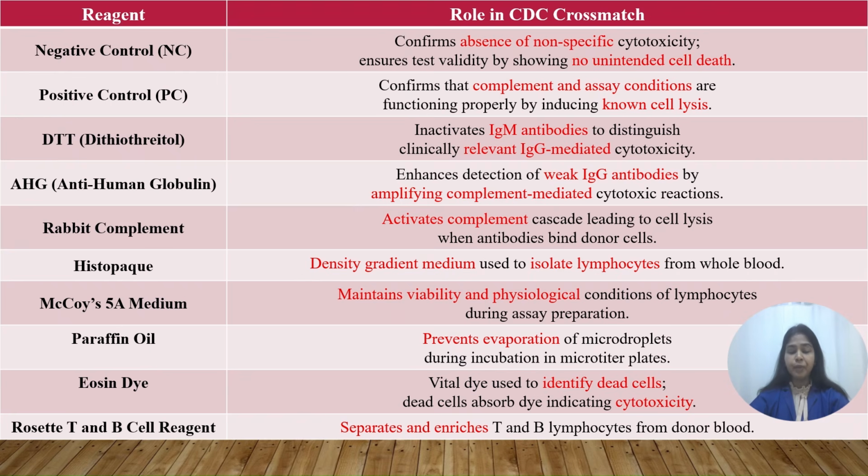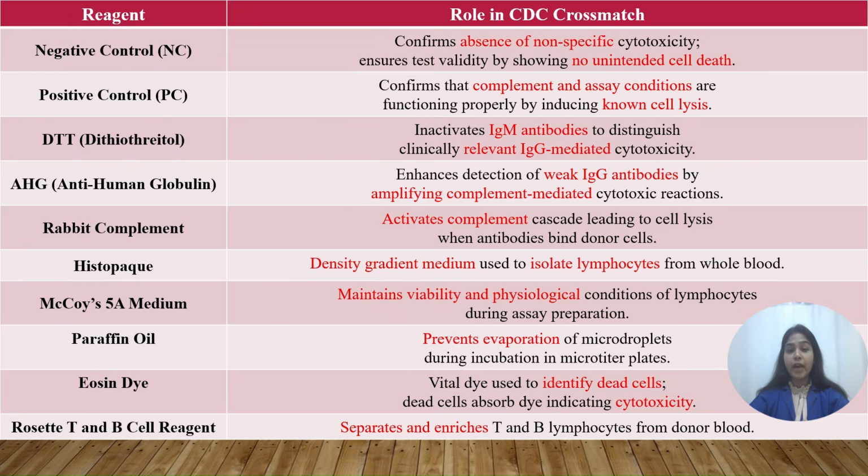McCoy's 5A medium. Here we are using the McCoy's 5A medium and not any other media, because what we need is stable lymphocytes, and it maintains the viability and physiological conditions of the lymphocytes during the assay preparation. We do not need any proliferation of the cells. That is why we are using the McCoy's 5A medium, and it prevents false positives and false negatives in the test. Next is the paraffin oil.